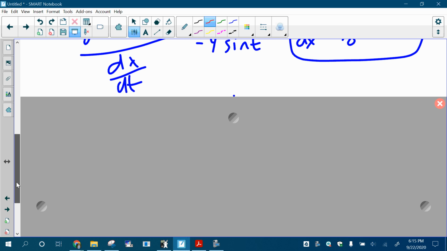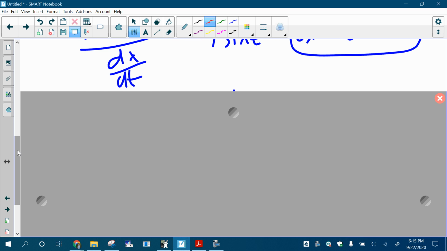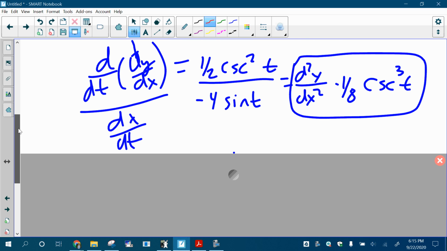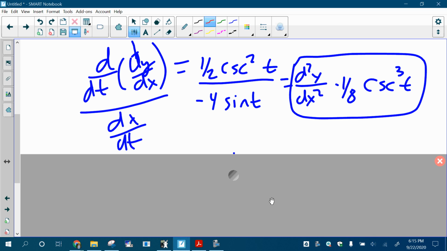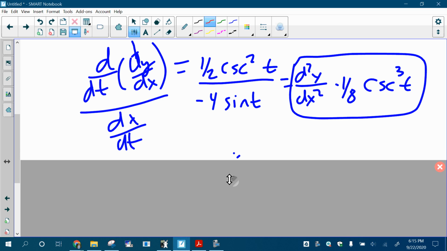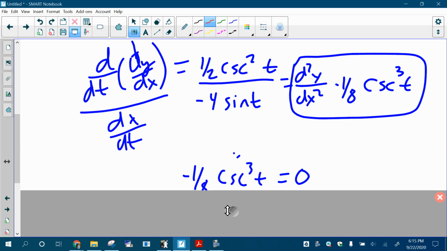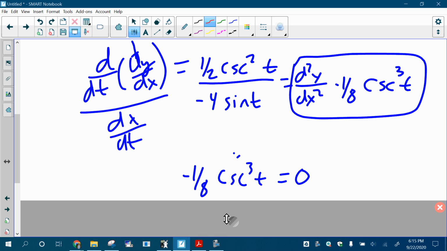Now here comes the tricky part. This is the reason I think you guys are asking about this. If I want to figure out where it's concave up or concave down, I need to figure out where the concavity is changing. So how could the concavity change? Well, maybe I have some points of inflection where the concavity equals 0 and it switches from concave up to concave down.